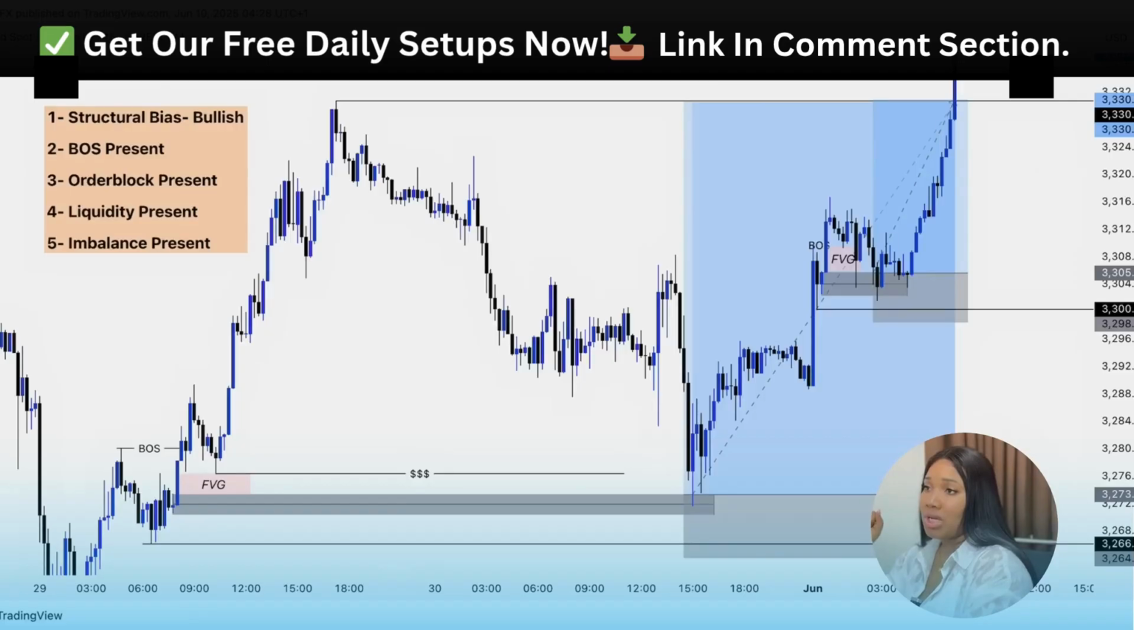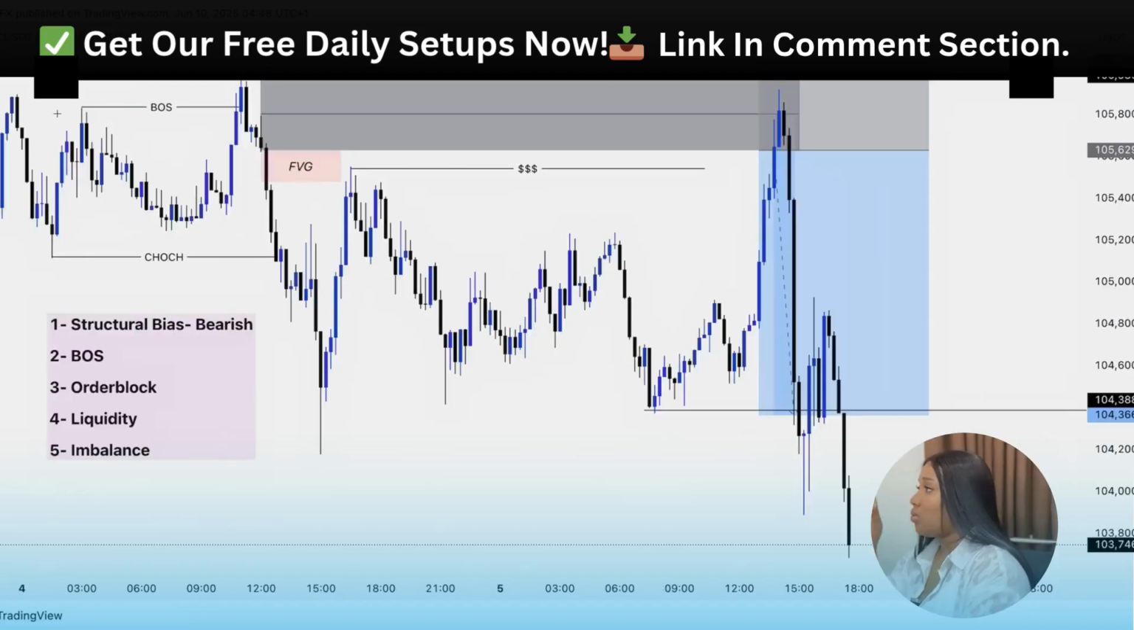So let me also show you guys another setup. This was a quick sell on BTC USD. After getting this change of character, I mapped out the origin that caused the change of character, the FVG it created, and then the liquidity price cleared. And you can see how price tapped in and then went straight to the downside.